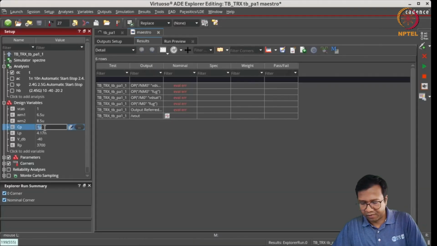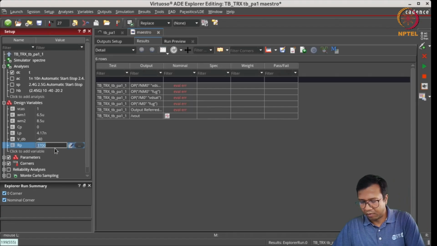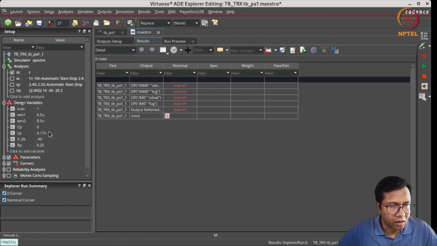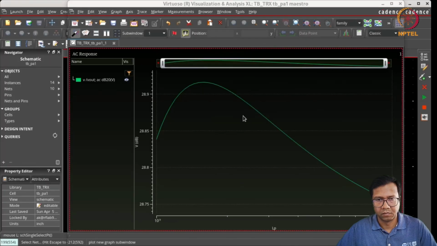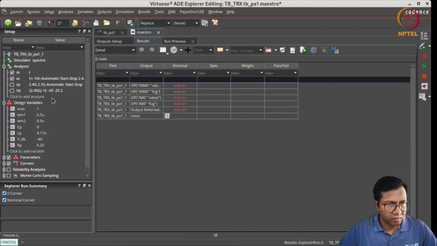So now we don't need any extra capacitance because the amplifier itself will have a good amount of parasitic capacitance. The RP we want to be 6.25 ohms. LP we want to optimize to first tune the amplifier at the operating frequency. So we can see that an LP value of around 1.6 nanohenry is going to do the job.